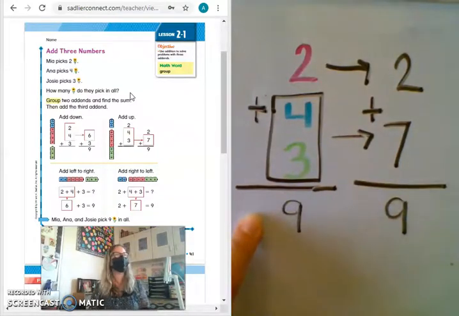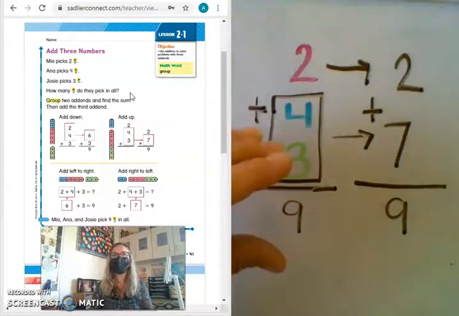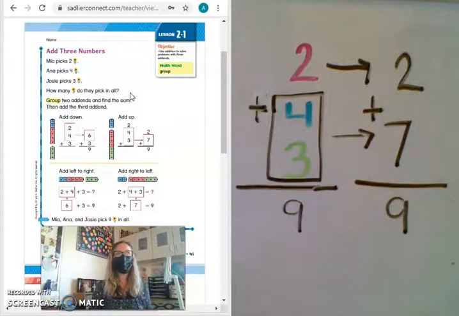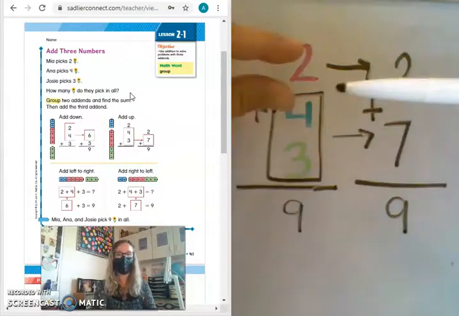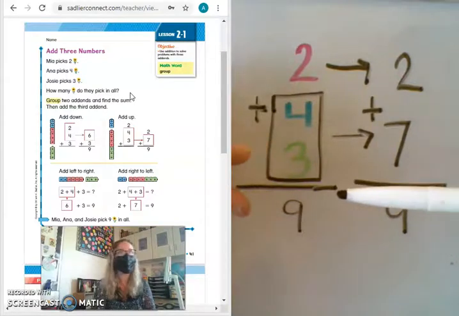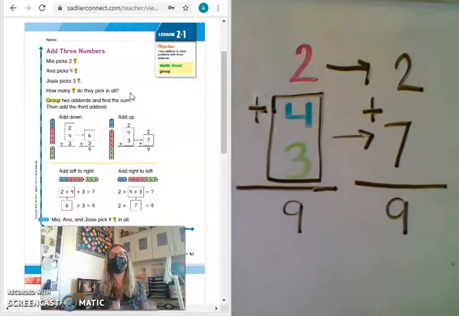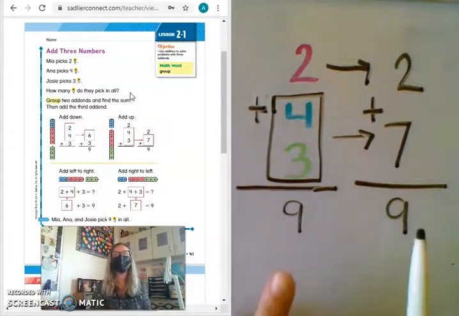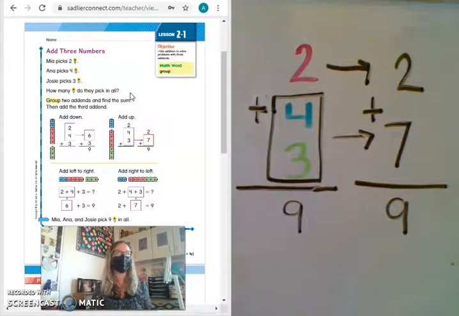Did my answer change when I grouped a different amount of numbers first? No! So did it matter if I grouped the 2 and the 4 together first, or if I grouped the 4 and the 3 together first? Did that matter? No, it didn't matter, because as long as you group the numbers and don't forget to bring over the leftover number, your answer will not change.